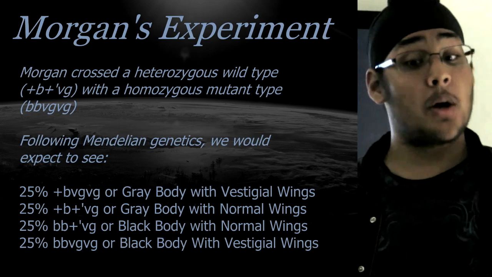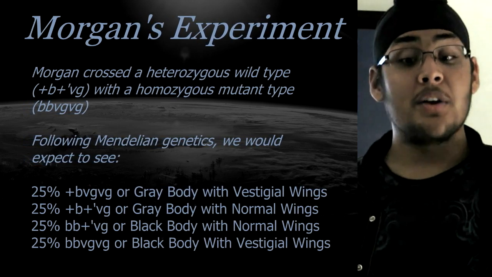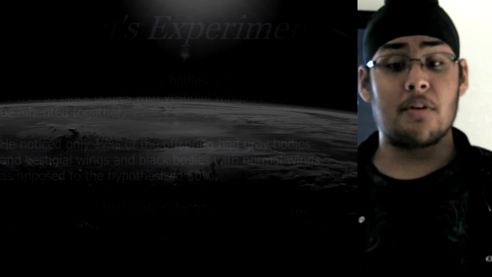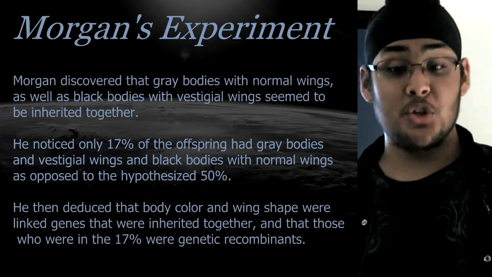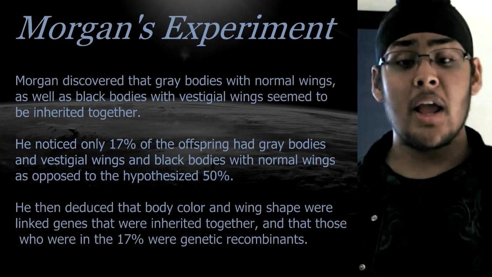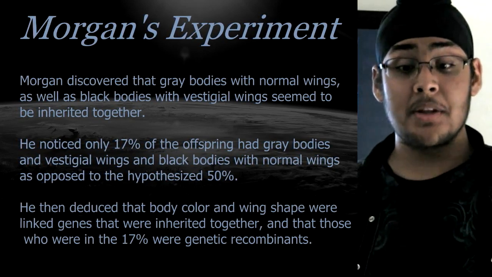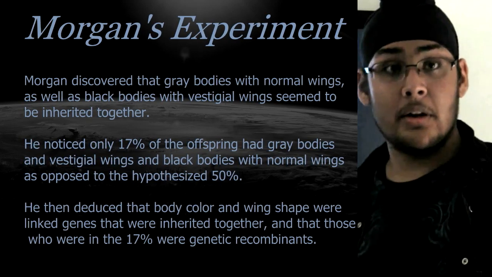Morgan crossed the heterozygous wild type with the homozygous mutant type, and following Mendelian genetics, we would expect to have an even 25% distribution of the expected phenotypes. However, Morgan discovered that the gray bodies with normal wings and the black bodies with vestigial wings seem to be inherited together. He noticed that only 17% of the offspring had gray bodies and vestigial wings and black bodies with normal wings, as opposed to the hypothesized 50%.